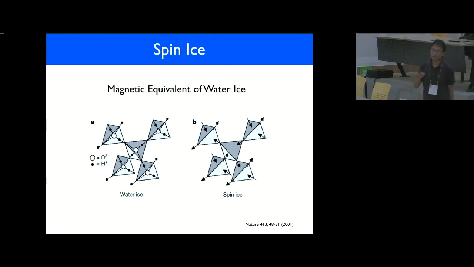And that is actually equivalent to water ice. In water, H2O, you have an oxygen ion at the center of the tetrahedron, and you have 2 protons closer to the oxygen ion and 2 protons further away from the oxygen ion. If you draw an arrow here, it maps directly to a spin ice. And not only this.